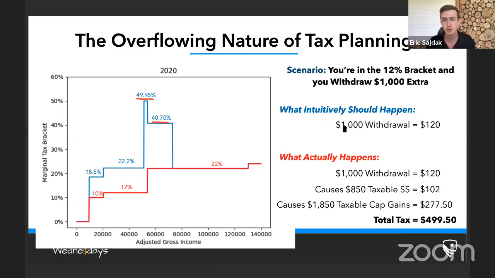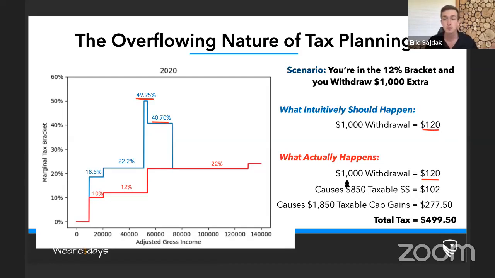Well, withdrawing that extra $1,000, you're taxed at 12%. So you think that's going to translate to $120 in taxes. What actually happens, though, as we previously described, this $1,000 withdrawal does move $120 into becoming taxable, but that $1,000 also moves $850 from your Social Security benefit into being taxable as well, because it's raising your provisional income. It's causing more of your Social Security benefit into being taxable as well. So that's called the Social Security tax torpedo.